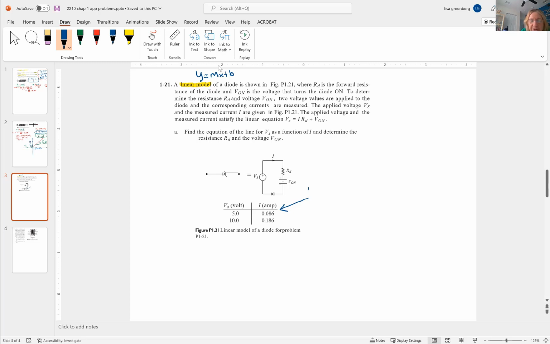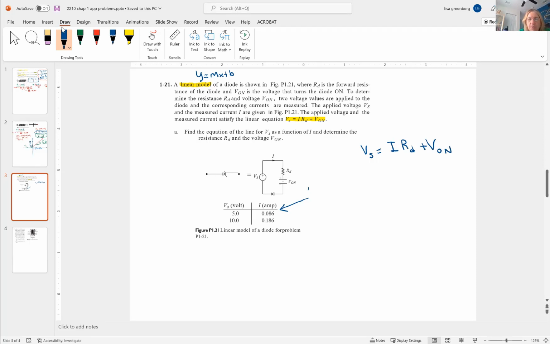The applied voltage to the measured current satisfies the linear equation. This is what we're looking for. V sub S equals I R sub D plus V on. So A says, and I think that we only had to do A for this, find the equation for the line for V sub S as a function of I. So basically, the function V sub S is equal to I times R sub D plus V on.